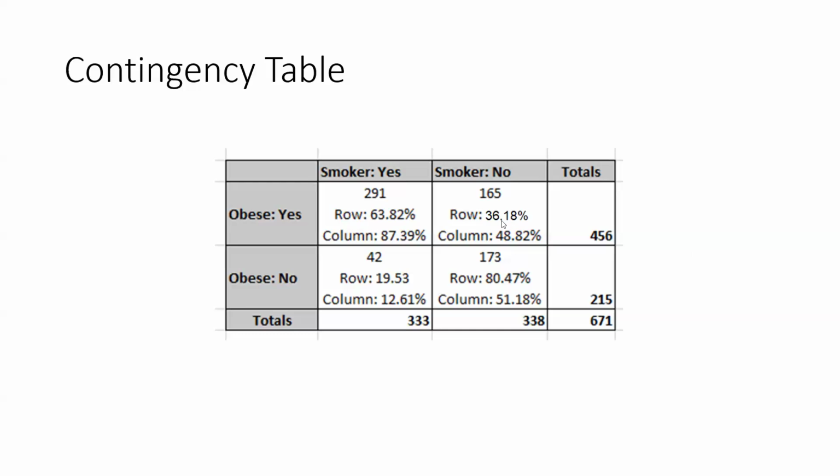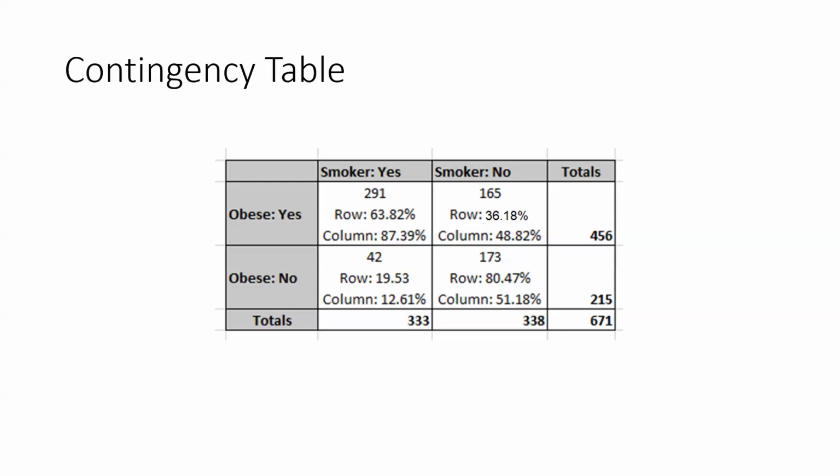And this value over here, this row percentage, this is the percentage of obese individuals who are non-smokers. And let's take a look as to why that is. Obese, yes. Smoking, no, is 165. We divide that value by the total number of unique obese individuals. And remember, that sum is calculated from summing 291 plus 165. But in any event, if we divide 165 by 456, we get 36.18%. And again, that is the percent of obese individuals who are non-smokers.